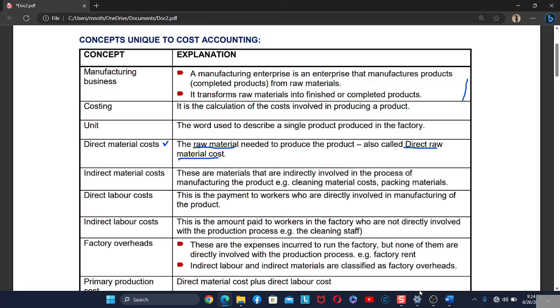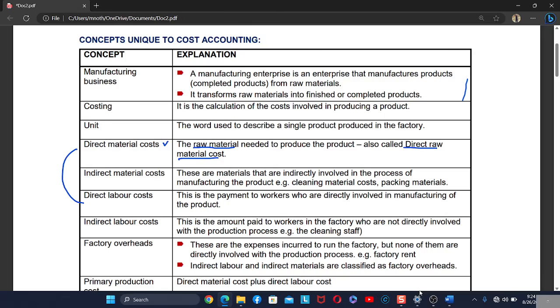Then direct labor cost. This is a payment to workers who are directly involved in the manufacturing of the product. Direct labor and direct material. These are the workers directly involved in the making of the product. For example, a machine operator working in the factory is directly involved in the making of the product.